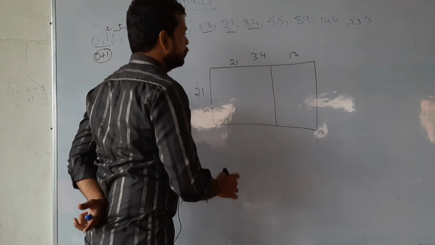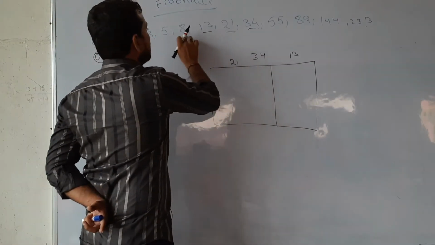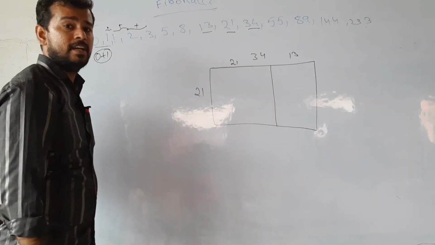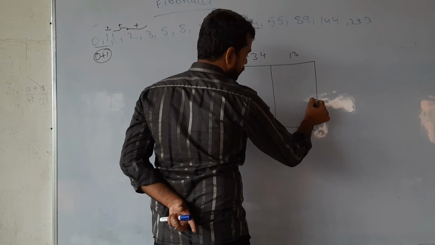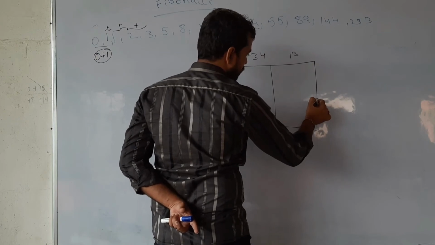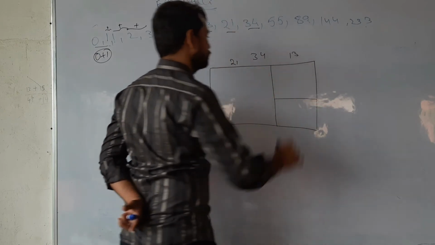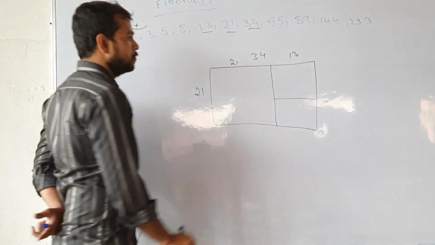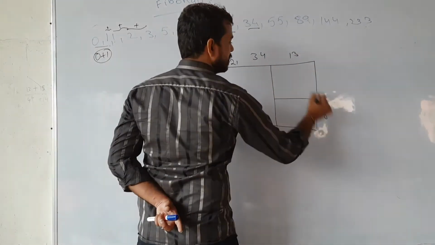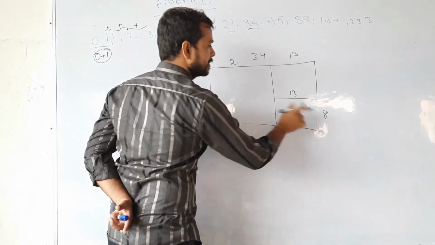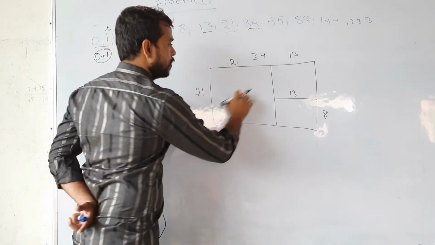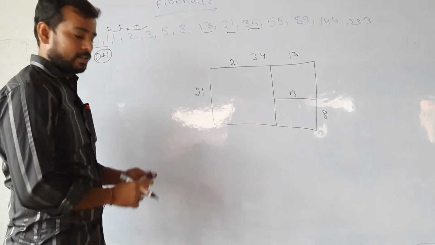Okay, so now this is 13. Now in this 13 I am taking 8. Okay, now this is 13 and this is 8. See how many rectangles now I made? 1, 2 and 3. Okay, clear.